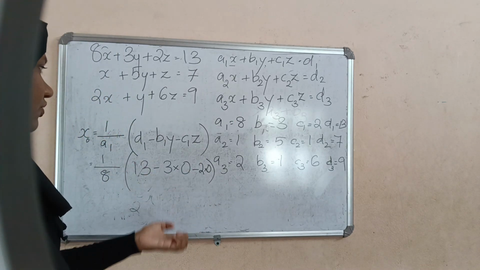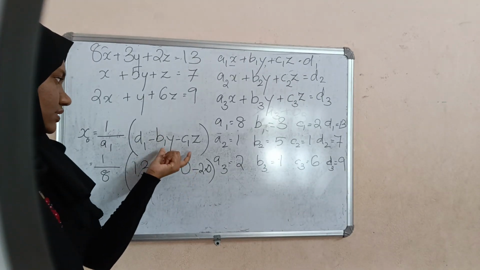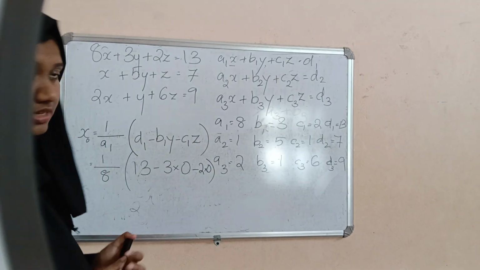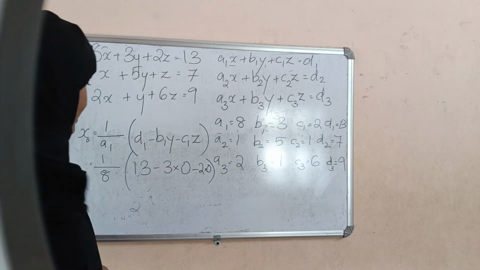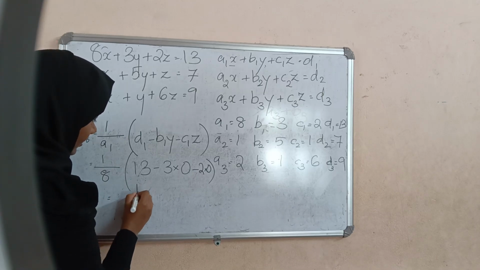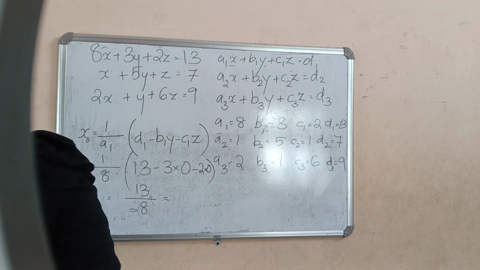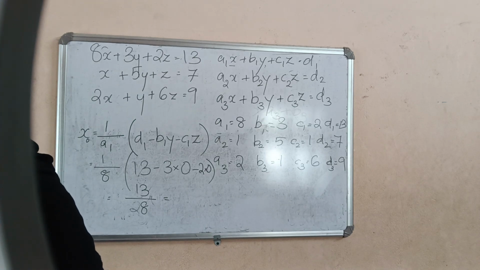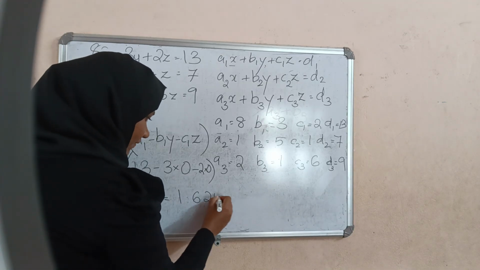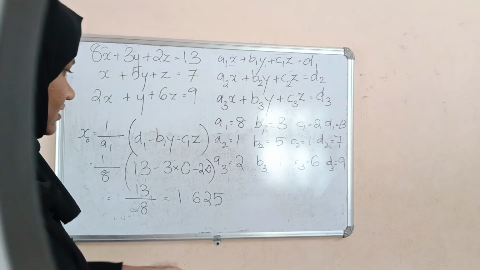So basically, we can just omit this term in the beginning, because we know that it would just become 0. We have not found the values of y and z yet. So it will be 13 by 8. What is 13 by 8? 1.625.